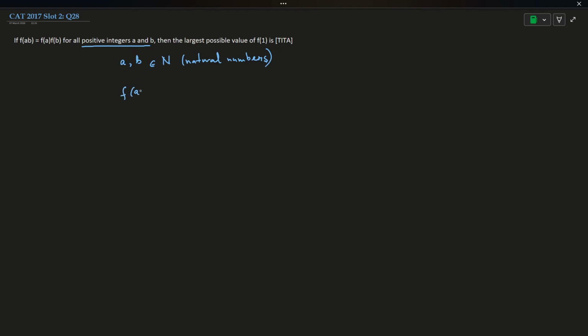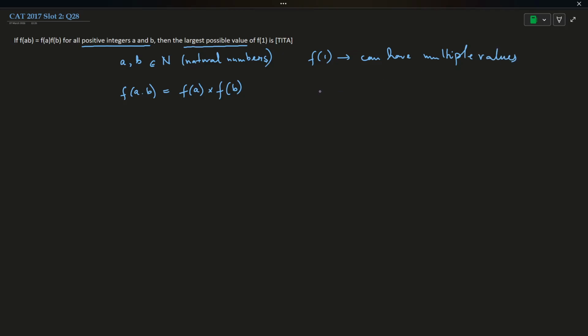We are told that f of a into b is equal to f of a into f of b, and a and b belong to natural numbers, and we need the largest possible value of f of 1. Okay, f of 1, we need the largest possible value. That means there can be multiple values. Largest possible value we are asked. That means f of 1 can have multiple values, but how many values I don't know.